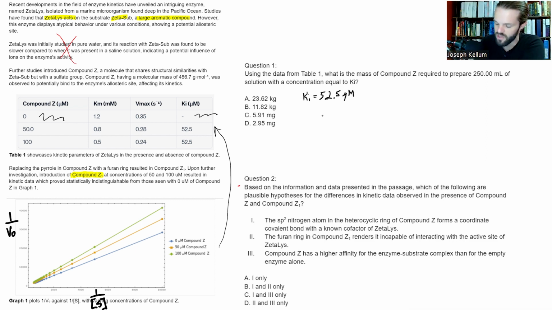So we've got 52.5 micromolar. That's the same as saying 52.5 times 10 to the -6 moles per liter, right? I'm going to move this down because I can see that we're going to run out of room already. So 52.5 times 10 to the -6 moles per liter. All right, well, I want to get rid of those liters because I know that we don't have a volume in the answer. So I would go ahead and do that.